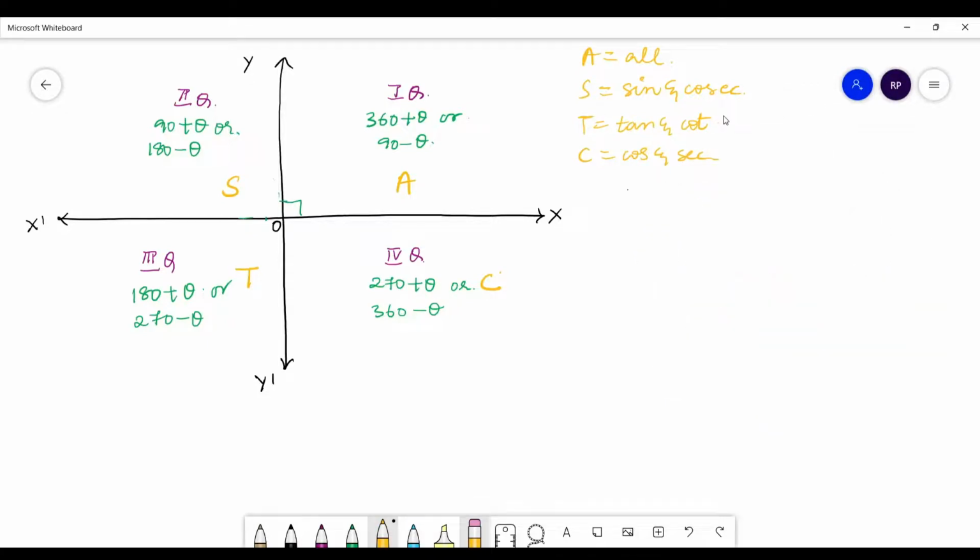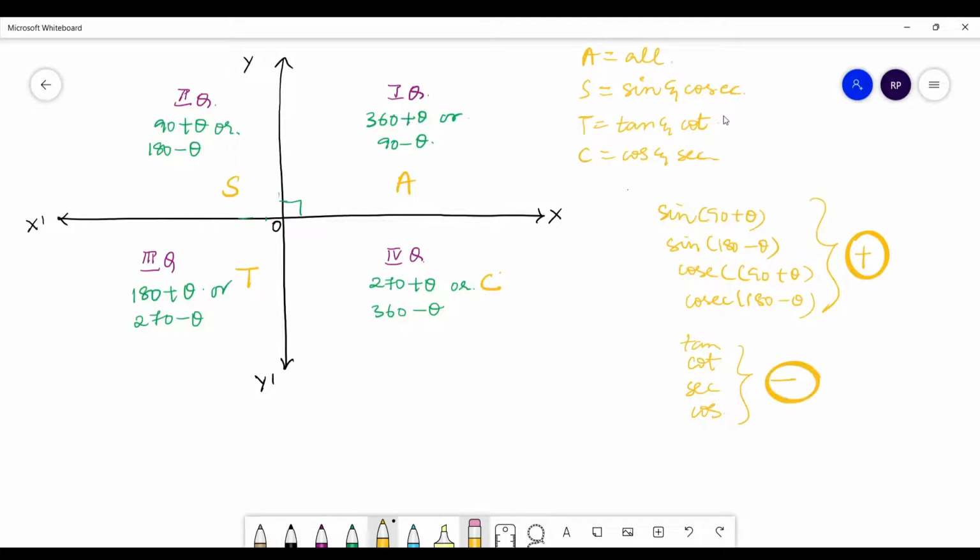Okay, now coming to the second quadrant, very simple. In the second quadrant, if I take sine of 90 plus theta, sine of 180 minus theta, and cosecant of 90 plus theta, and cosecant of 180 minus theta, only for these I'll be getting positive values. If I take tan, cot, secant, and cos, for these I'll be getting negative answers on the RHS.